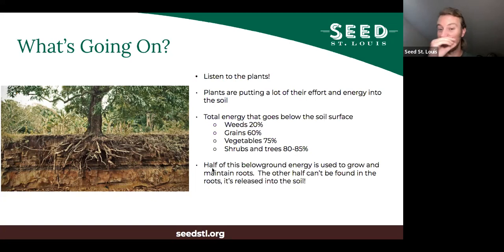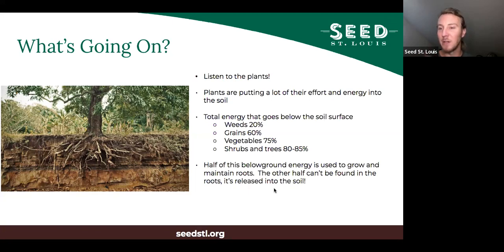When they have done tests to see how efficient photosynthesis is, you can get an idea of how many carbohydrates are being produced in the plant, and a lot of them are missing. They're not in the plant. They have found that, generally speaking, half of the energy that goes below the soil does not stay in the plant. It's being released into the soil.